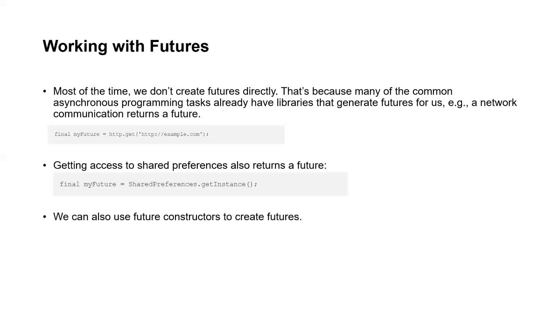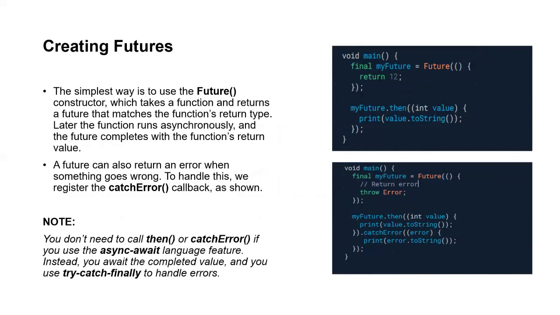But remember, you can also create futures by yourself. There are several ways you can create futures, but like I said in the beginning, that will be a topic for another day. The most basic way here is to use the Future constructor. The Future constructor takes a function and returns a future that matches the function's return type. Later the function runs asynchronously and the future completes with the function's return value.